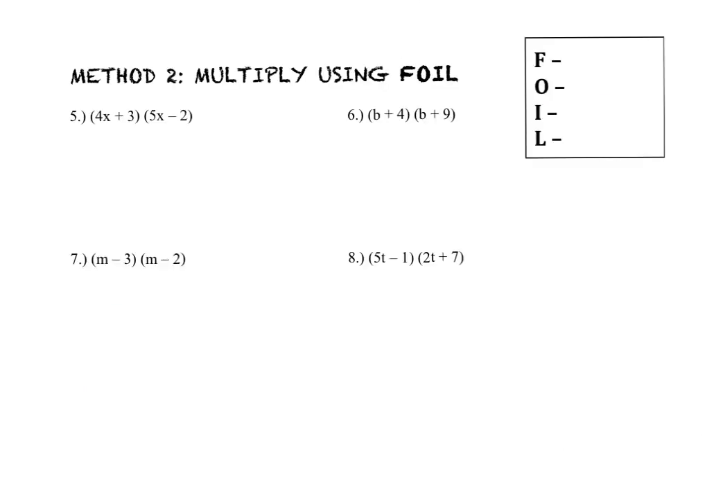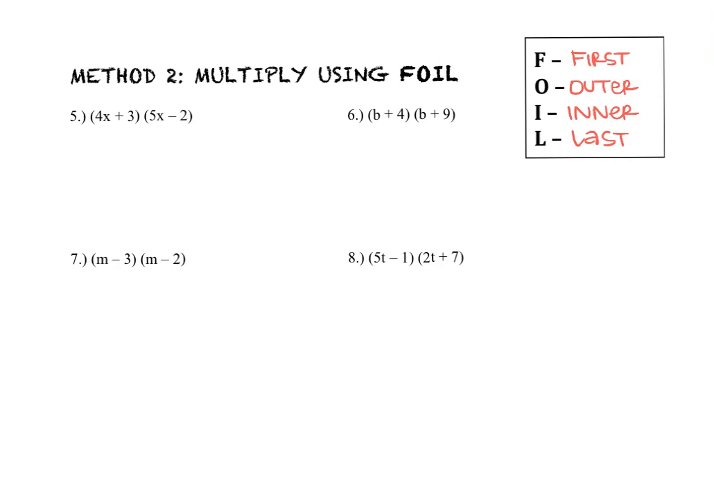All right, method 2 is, we're calling it using the FOIL method, where really we're distributing, but we are going to use the acronym FOIL to help us remember what to multiply. So FOIL stands for first, outer, inner, and last. And this is going to tell us which terms to multiply and in which order.